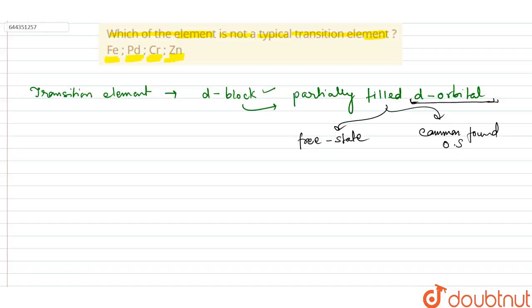Now let us see the electronic configuration of the elements given to us, to identify the nature of these elements and then decide which one is not behaving typically. So we have been given 4 elements: iron, Fe, which is number 26. We have palladium, which is number 46. The third one we have is chromium, that is Cr, number 24. And the last one we have is zinc, which is number 30.